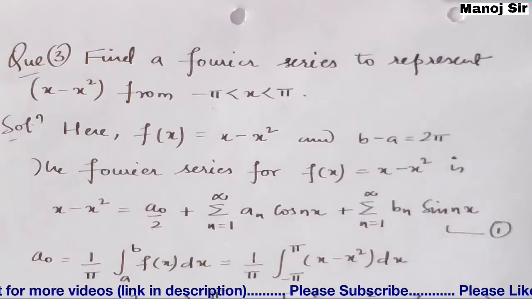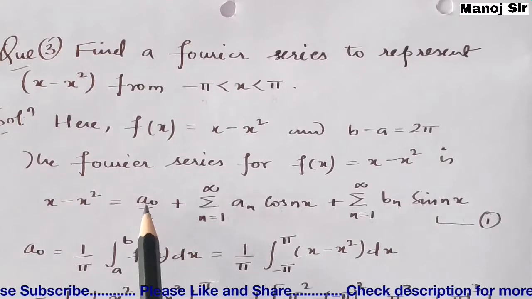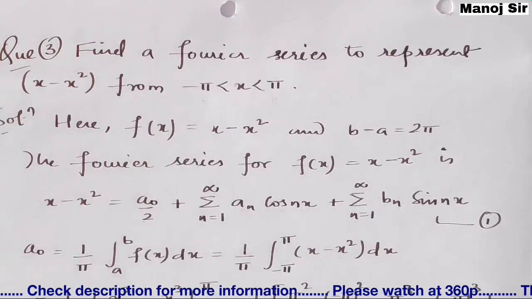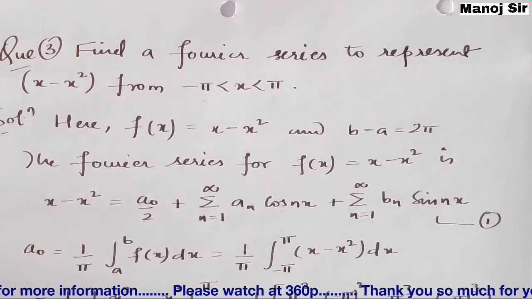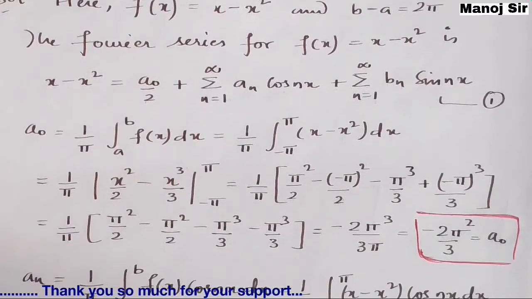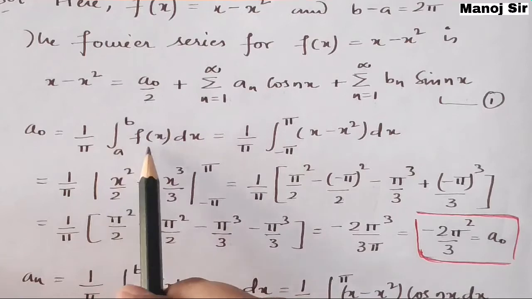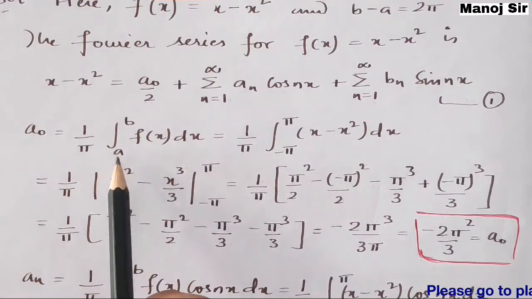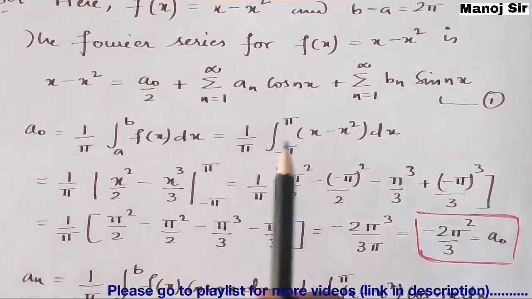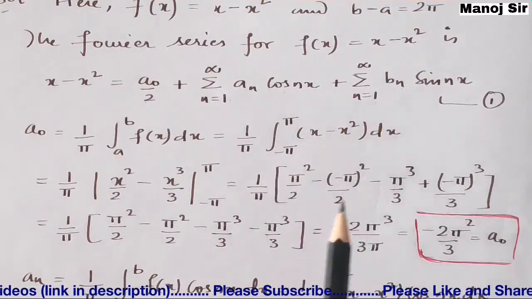Let's suppose this is my equation number 1. Now what I need to do is simply find the values of a naught, a n and b n with the help of Euler's formulae. So first we'll find the value of a naught. A naught is given by 1 upon pi integration a to b f of x dx. Here a is minus pi, b is pi, and f of x is x minus x square. So we need to integrate this part. The limit is from minus pi to pi.